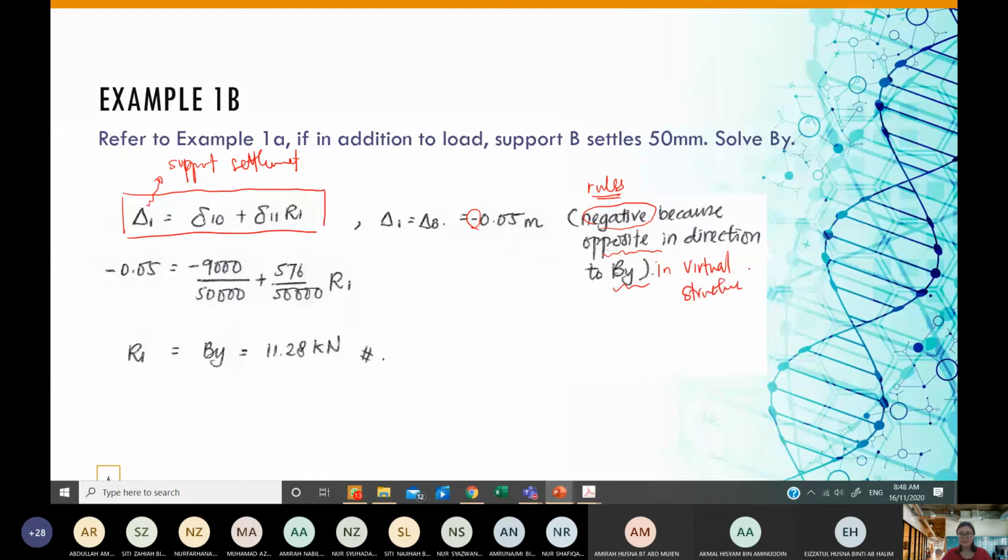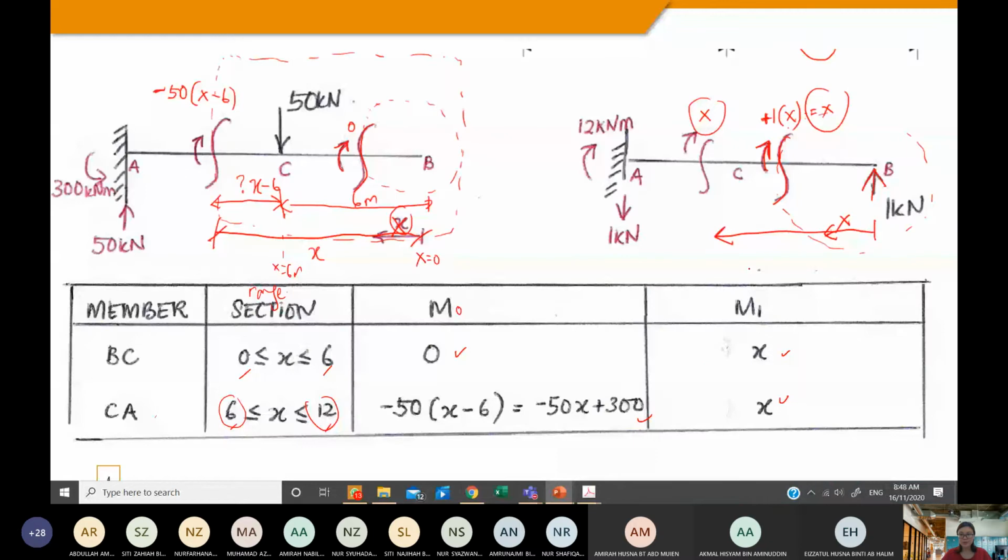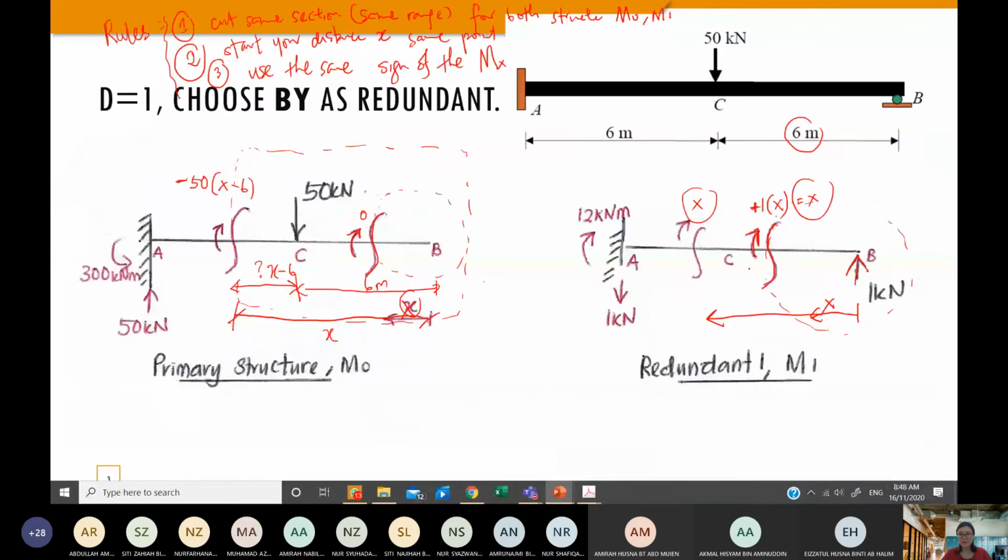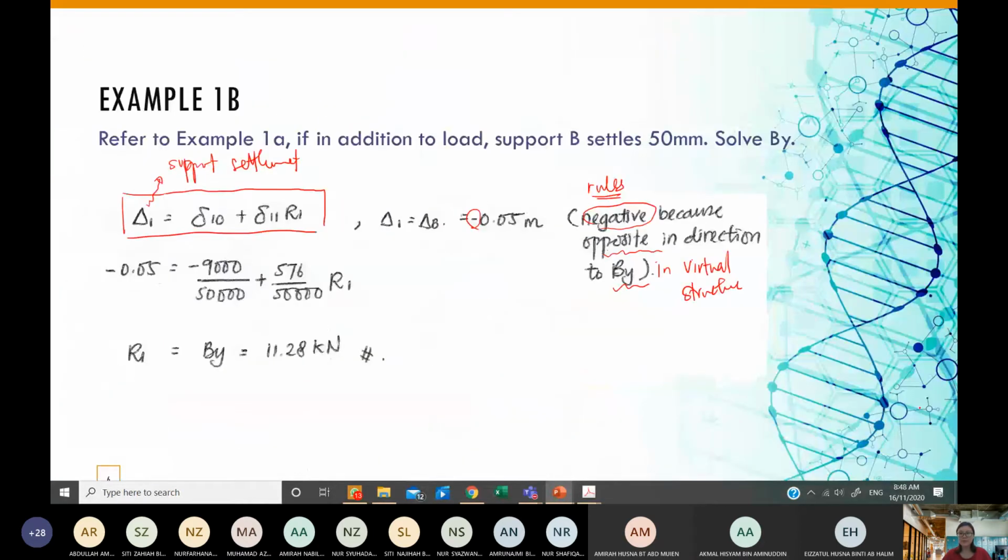Okay, let's have a look at our virtual structure. Where is this one? Okay, the BY is upward, right? So let's have a look at the rule. If it is in the opposite direction, then you will have a negative value for this delta 1.